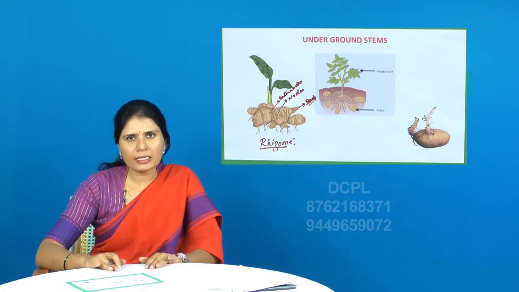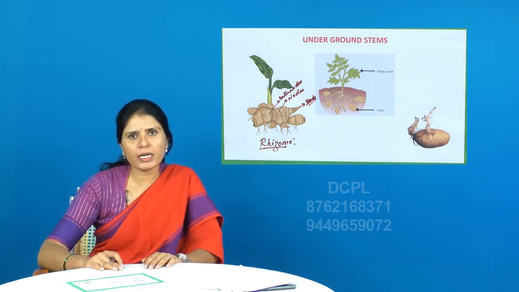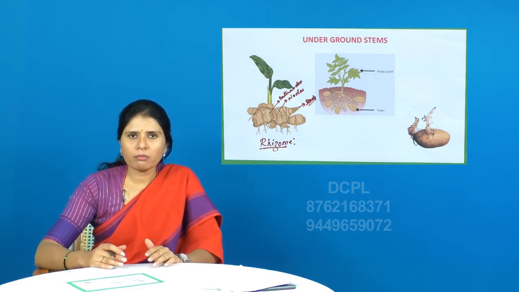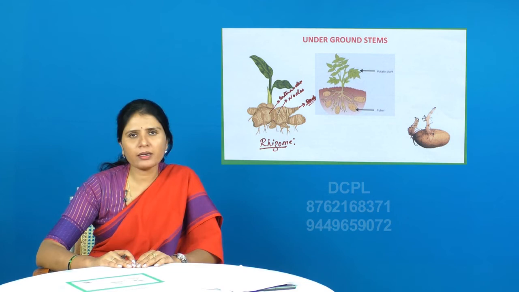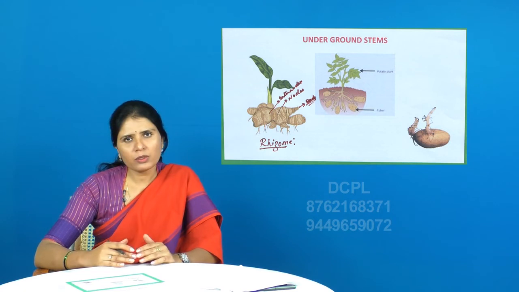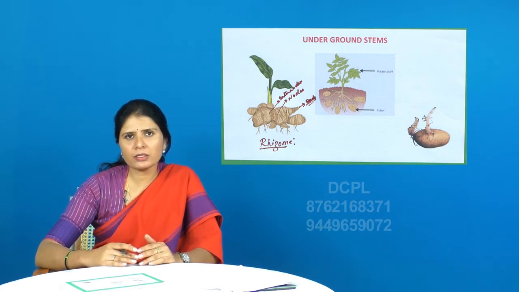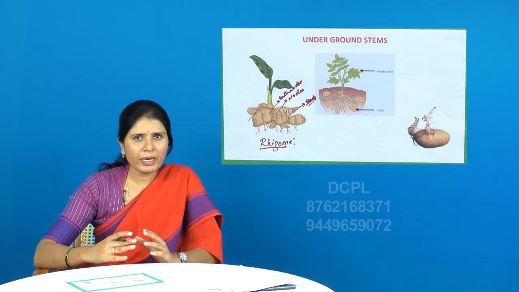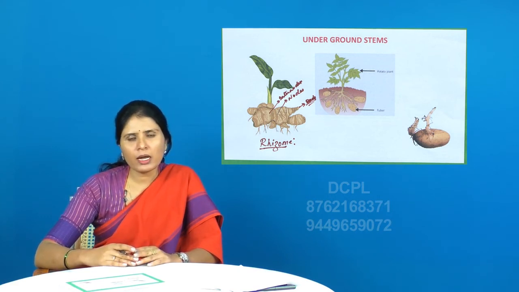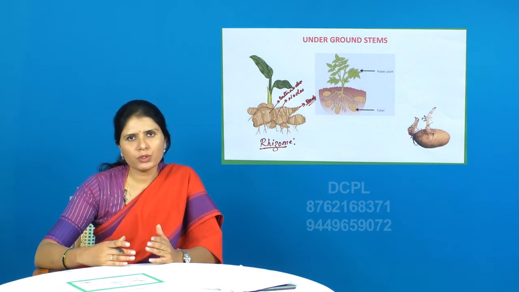Hence, all these characters, the presence of nodes, internodes, scale leaves and the buds make the ginger a modified underground stem, and it is termed as a rhizome. During unfavorable conditions, the aerial stem, the actual stem, withers off or dies, and this underground rhizome perishes underneath the soil, and on the arrival of a favorable season, the adventitious bud gives rise to a new shoot system.